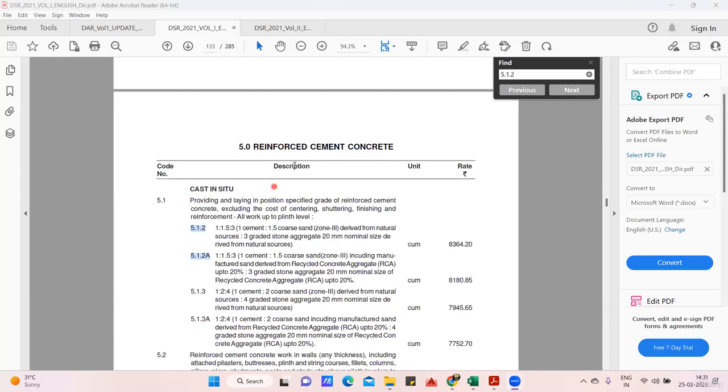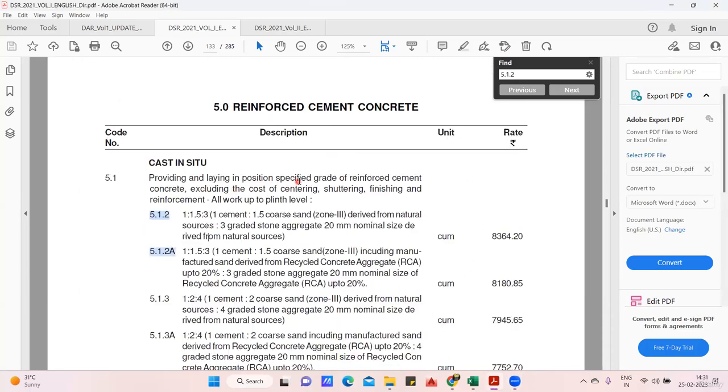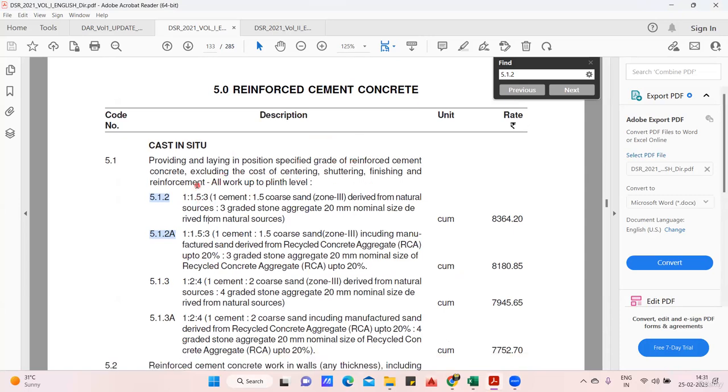Yeah, so it's written here, reinforced cement concrete. So you can read it out. Providing and laying in position specified grade of reinforced cement concrete, excluding the cost of centering, shuttering, finishing, and reinforcement. That means only the concrete cost is given. You will not be adding any shuttering cost or centering cost or finishing or the reinforcement in this.